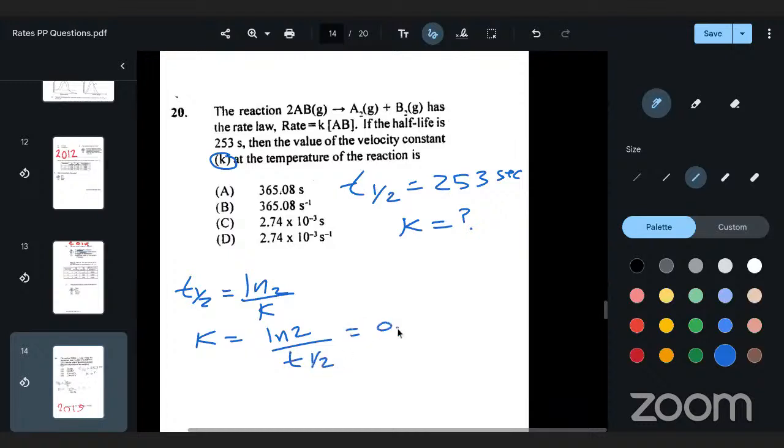And we know that ln2 is 0.693, divided by 253. How much do you get? Answer B. All right. Why not C? Because it misses the negative one. Right. Good. Good job.